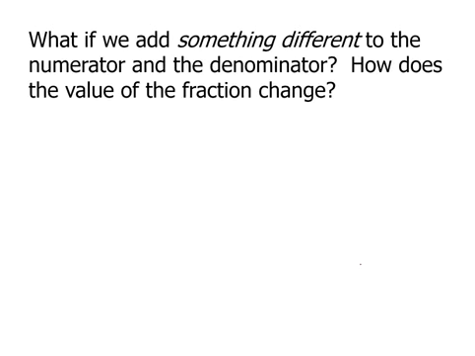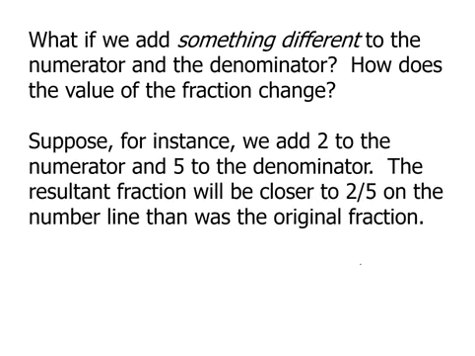What if we add something different to the numerator and denominator? How does the value of the fraction change? Suppose, for example, we add 2 to the numerator and 5 to the denominator. Well, now the great attractor is not going to be 1 anymore. The great attractor is going to be 2/5, and the resultant fraction will be closer to 2/5 on the number line than was the original fraction.